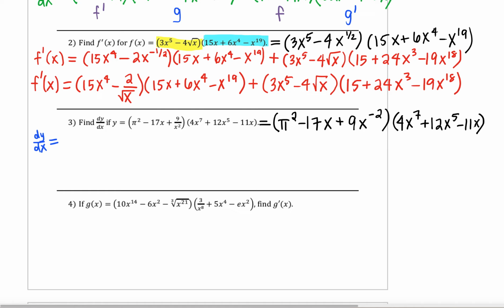Okay, to find the derivative of this first function here, now pi squared, it looks really tempting to want to make that a 2 pi, but remember pi is a constant already, and if I take a constant or a number and I square it, I still have a number.